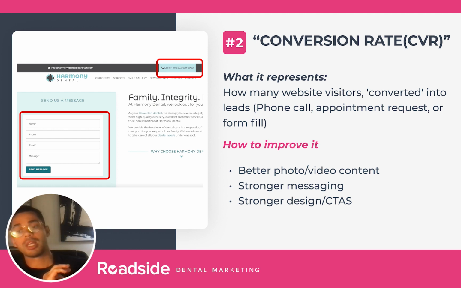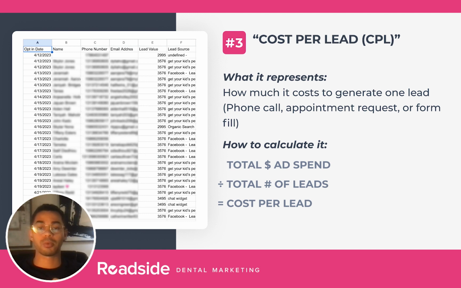Now let's look at our third metric, which is cost per lead. This number represents how much it costs us to generate one of those leads, phone calls, appointments, or phone requests, right? And this is typically used for pay-per-click, but of course it can also be used for organic. So how do you calculate it? You simply look at your total ad spend, or how much you're spending to generate those leads, divided by how many leads you actually got. Boom, your cost per lead.